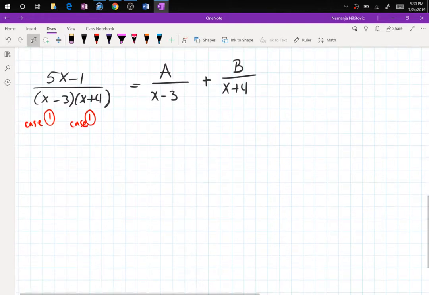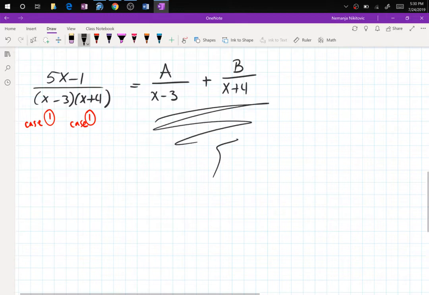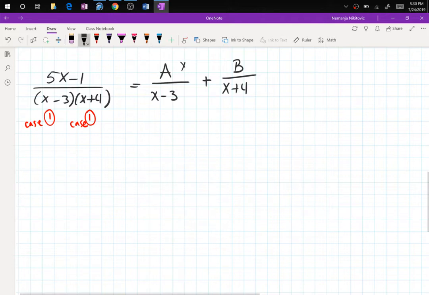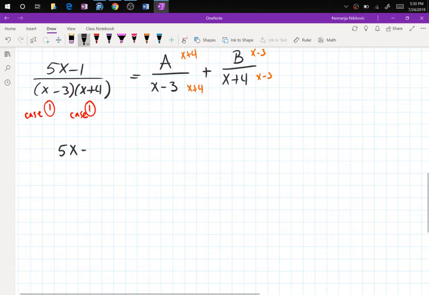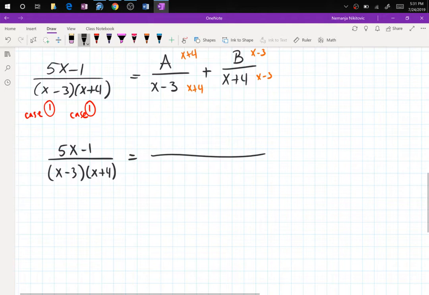So, the only thing that you can do here is to add these two fractions, and you know the way to do that, right? x plus 4 on top and bottom over here, and x minus 3 on top and bottom. Our left-hand side is still (5x minus 1) over (x minus 3)(x plus 4). And now our right-hand side has the same denominator, which is why we can just get rid of it. If you multiply both sides by this denominator, it just goes away. So we don't have to worry about that.